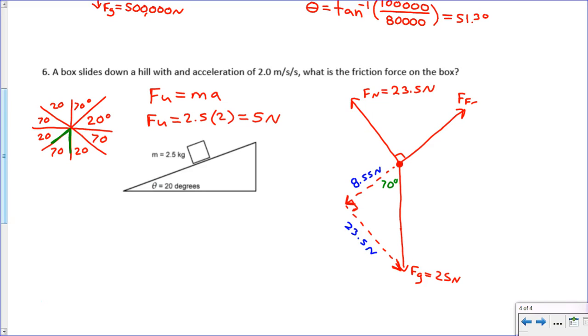We've got the friction force going up the hill, and we've got that component of gravity going down the hill that's 8.55 newtons. All right. The down the hill component is going to be winning out because this box is going to be accelerating down the hill. So that 8.55 newton force down the hill needs to be 5 newtons more than the friction force. If it's 5 newtons more than the friction force, then that means the friction force is 3.55 newtons up the hill. Then we have an unbalanced force of 5 newtons. There are 5 newtons more going down the hill than is going up the hill. All right, so that is our friction force, and that is the answer to this problem.